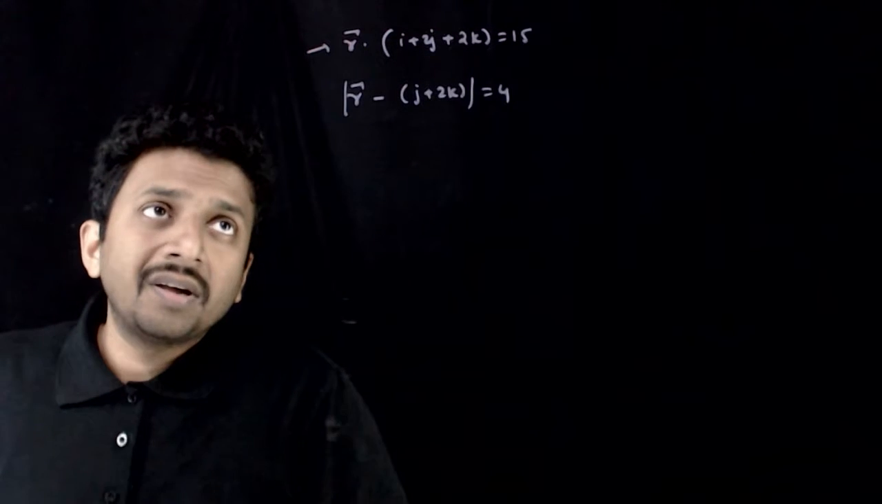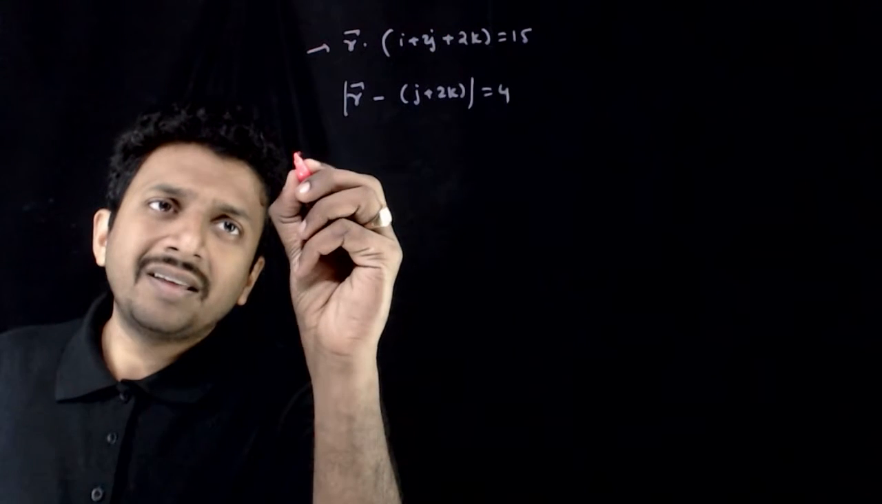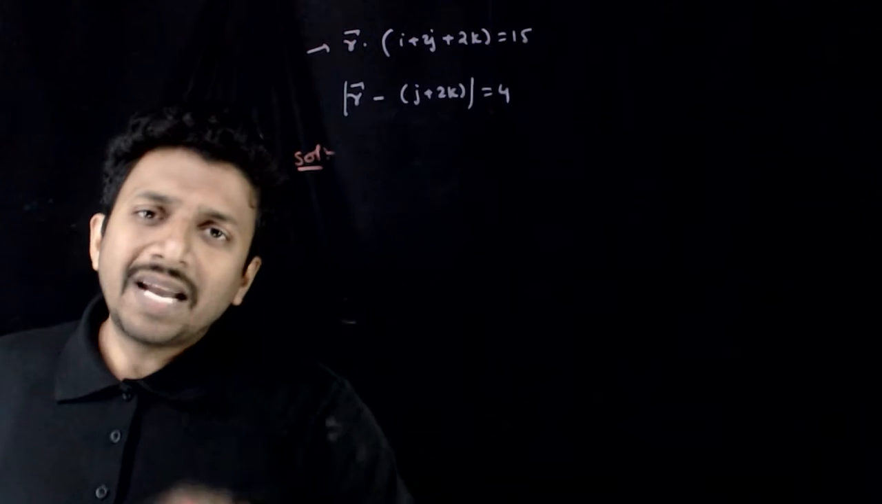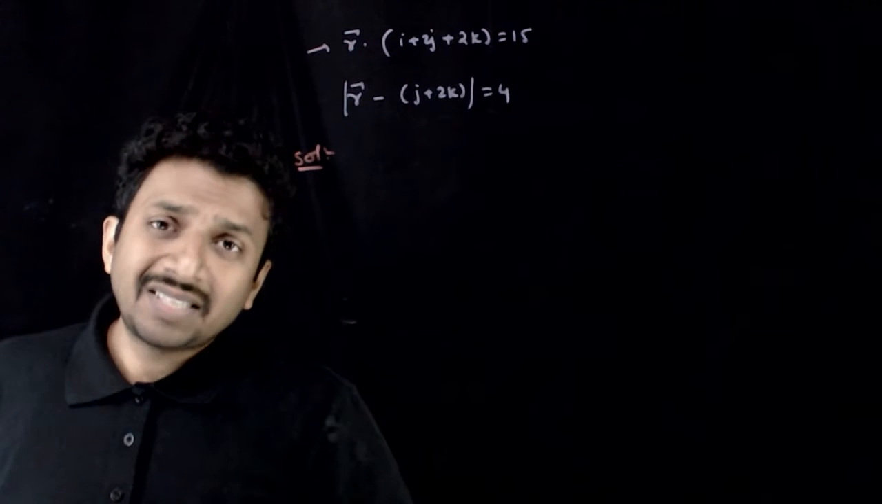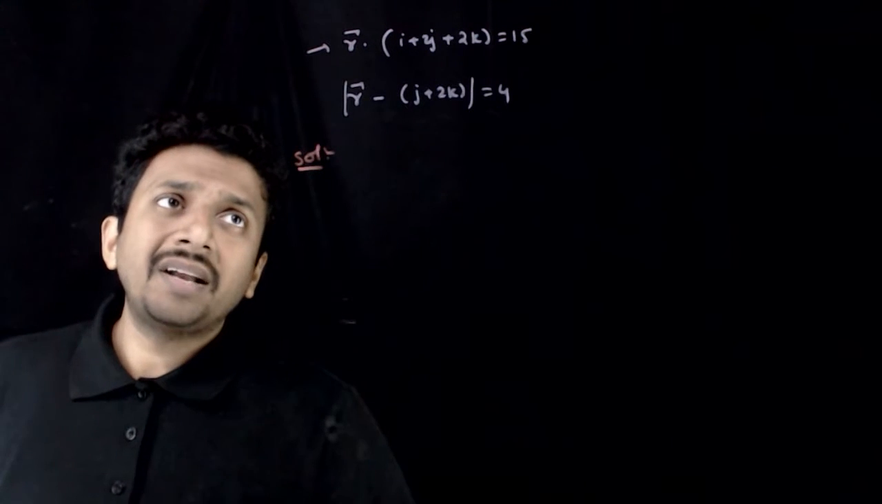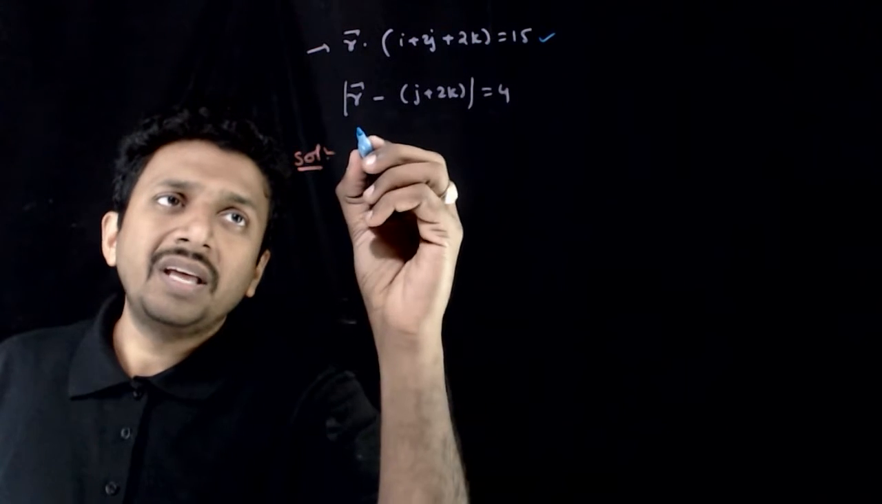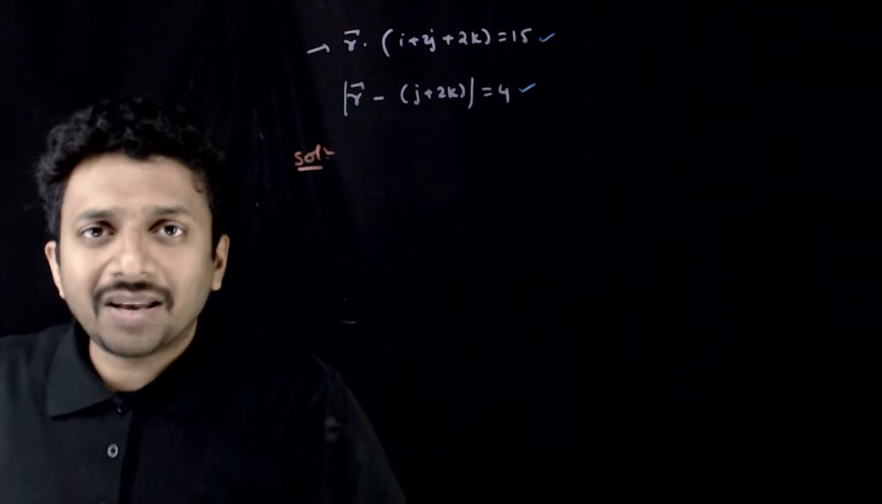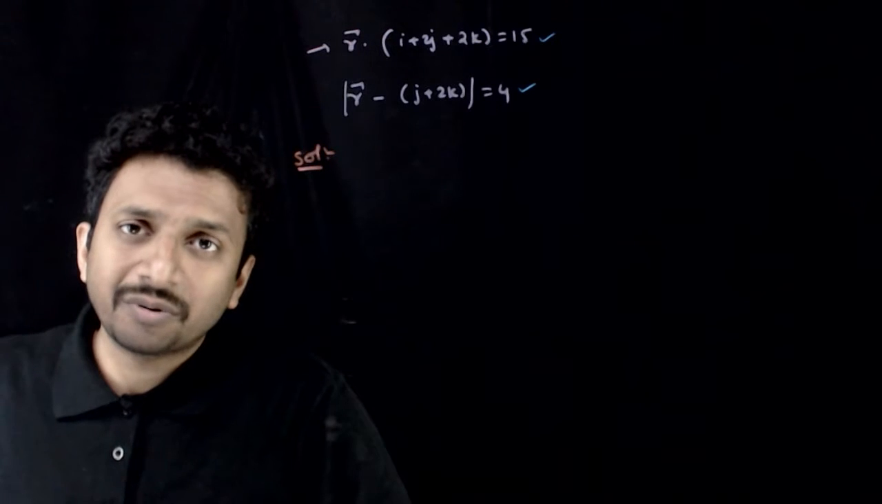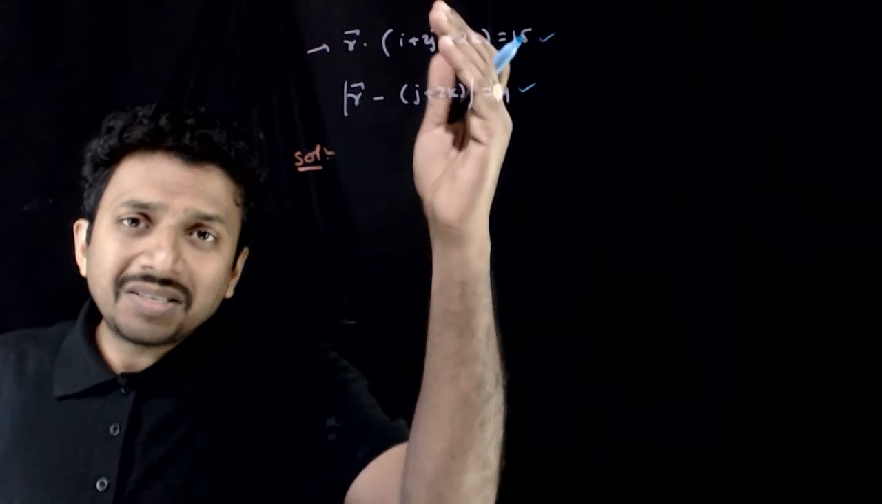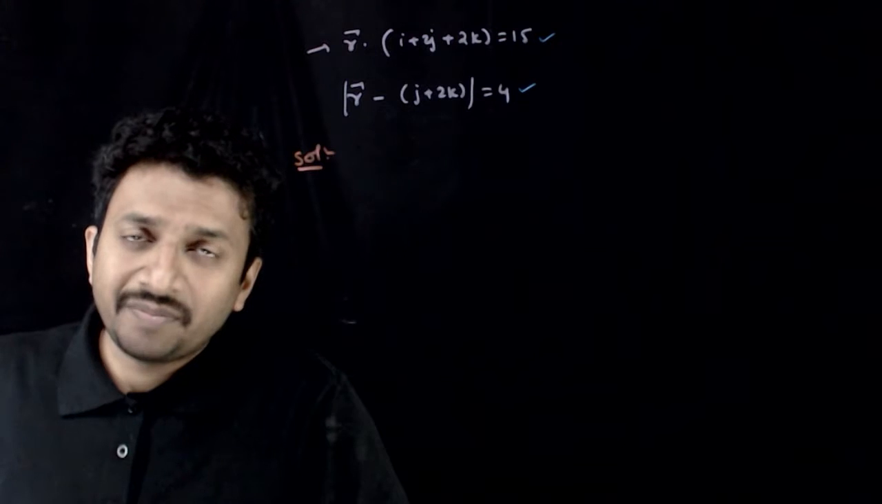So welcome students. In this question you are asked to find the center of the circle r bar dot (i plus 2j plus 2k) is equal to 15 and modulus of r bar minus (j plus 2k) is equal to 4. So how does this represent the equation of a circle?